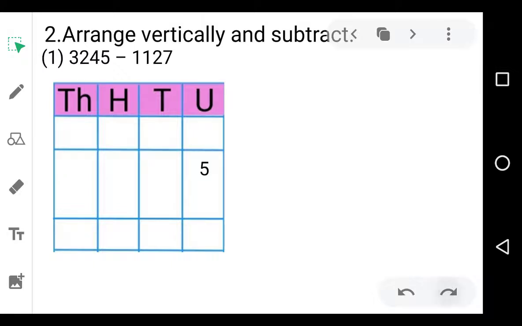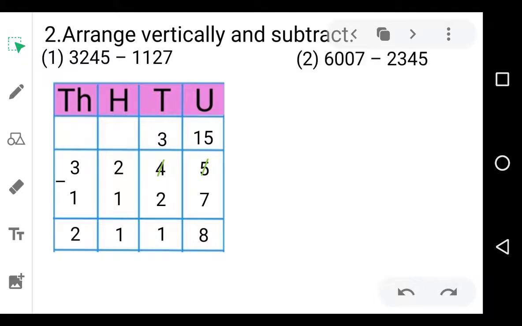See, 5 comes at the unit place, 4 tens, 200, 3000. Now we arrange the second number. So in the second number 7 comes at the unit place, 2 tens, 100, 1000. Now subtract it. At the unit place we cannot subtract 7 from 5. So borrow 1 from 4. So this 4 will be 3 and this 5 is 15. 15 minus 7, 8. 3 minus 2, 1. 2 minus 1, 1. 3 minus 1, 2.